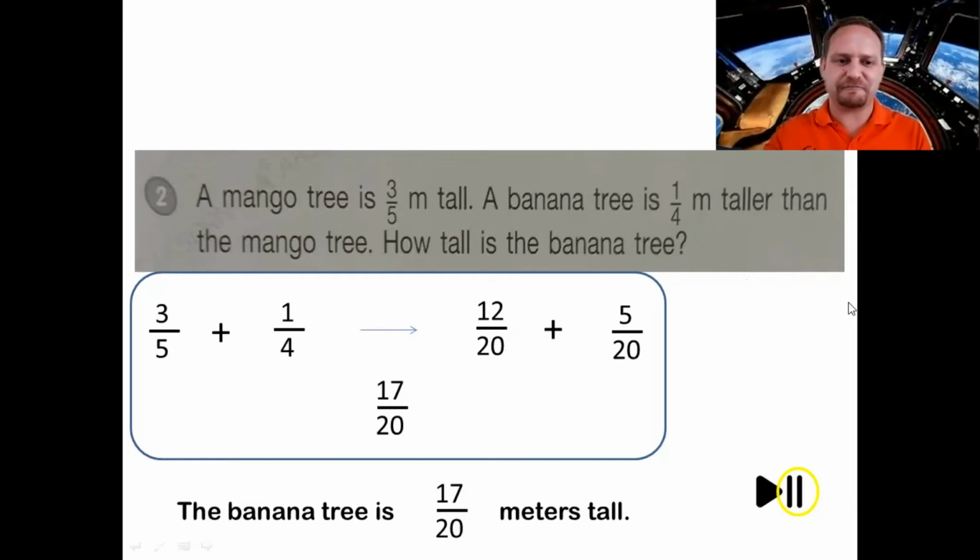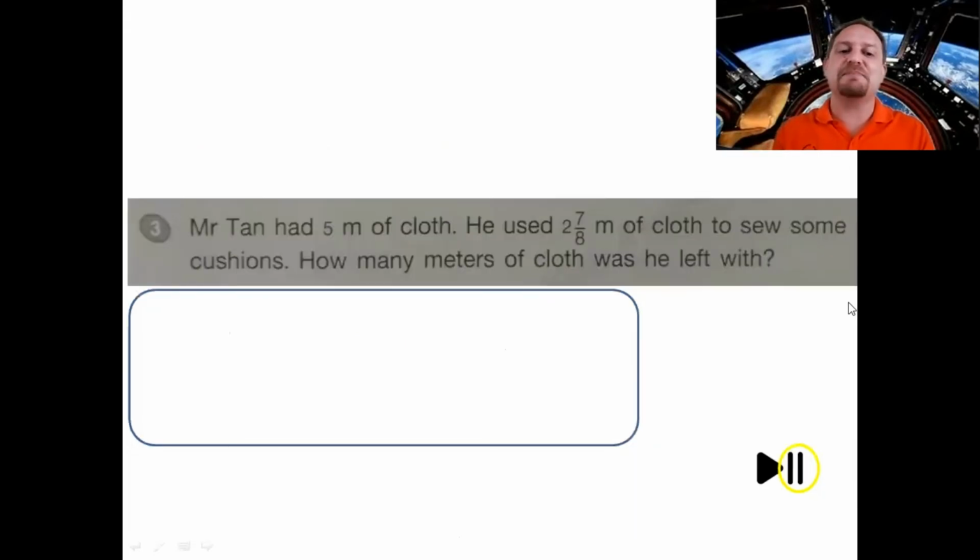Question 3. It says, Mr. Tan had 5 meters of cloth. He used 2 and 7 over 8 meters of cloth to sew some cushions. How many meters of cloth was he left with? Okay, so the key word being used. Press pause.